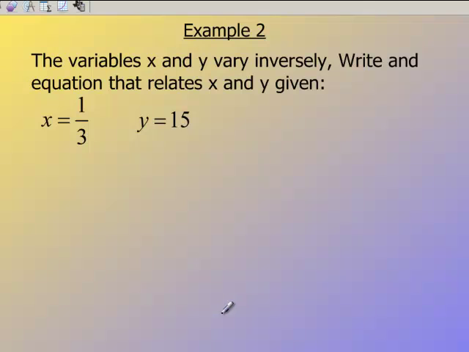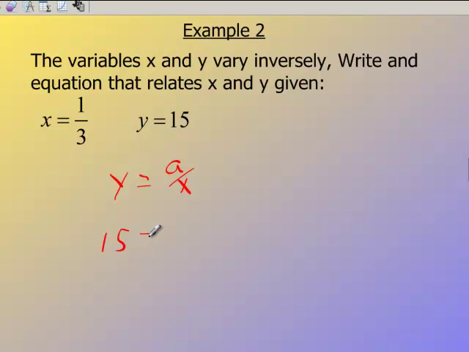In my next example, we have variables x and y that vary inversely, so we're told that. We want to write an equation that relates x and y, given that x equals 1/3 and y equals 15. So let's go ahead and use y equals a over x, and we just substitute in what we know. So 15 equals a over 1/3. We need to figure out what our constant of variation is.